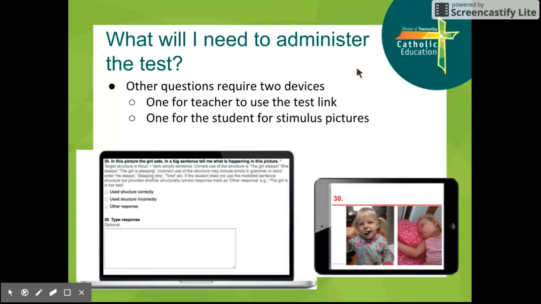So what will I need to administer the test? We've already worked out that the teacher will need a device, laptop or iPad. The student will need a student booklet in order to write their responses. The other thing that the child will need access to is an iPad or similar device, as we do use stimulus images throughout the test. So the student will need an iPad in their hands, access to the student booklet, little sticky dots to stick, and you yourself as a teacher will require a laptop or similar device.